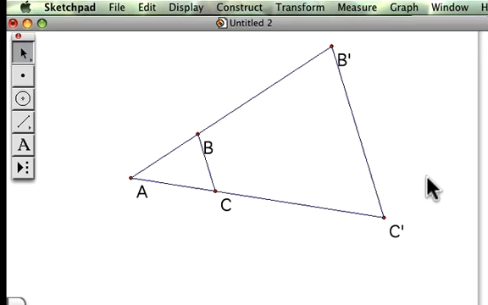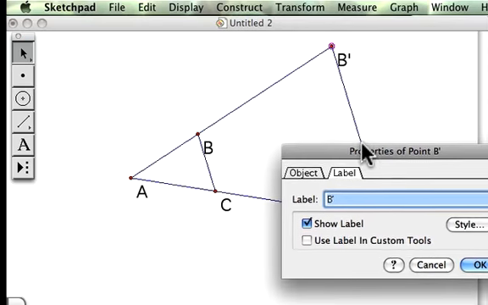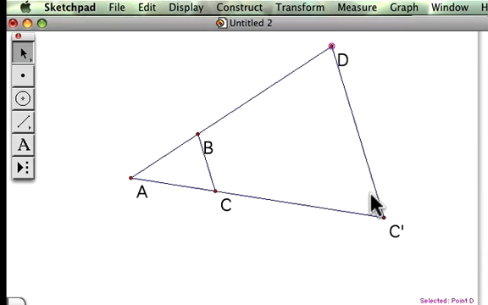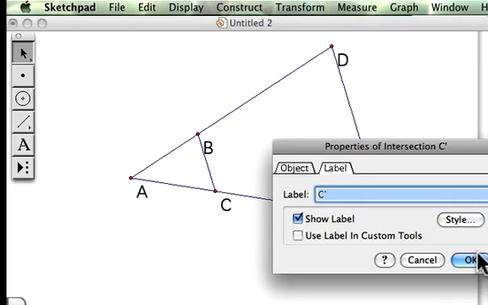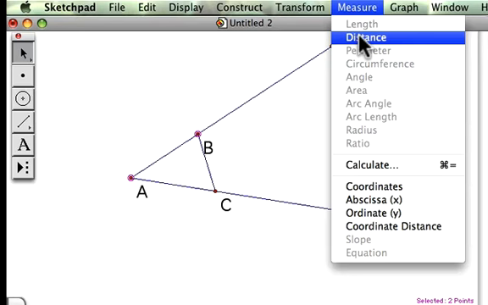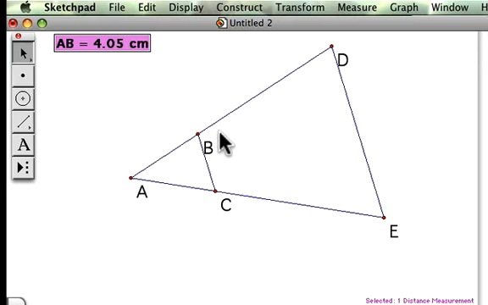Okay, so what we're going to do first off is change the labels, so double click on the labels, and we're going to call the first point B prime. We're going to switch that to D, and we're going to change C prime to E, just so it's a little less confusing. And the first thing you've got to do is click on points A and B, and from the Measure menu, click on Distance, and that'll give you the distance between the 2 points. So it's 4.05 centimeters.